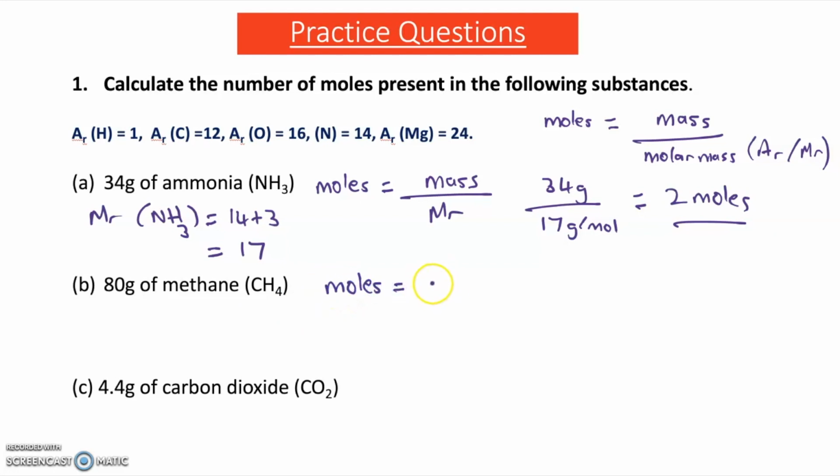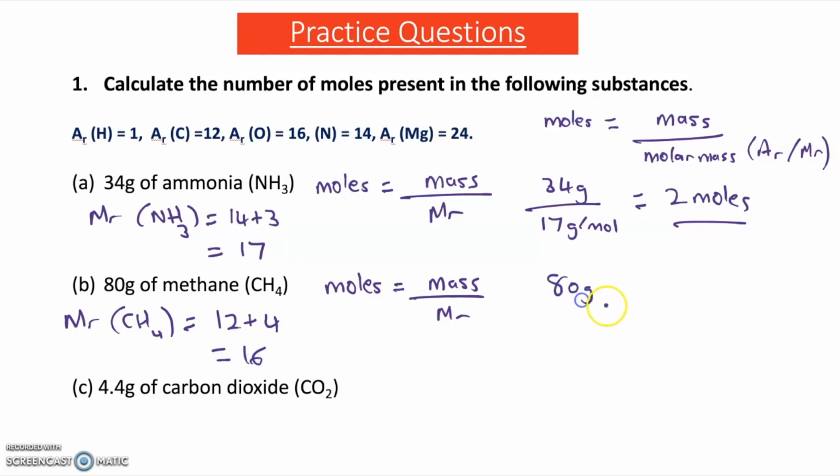Now for question B, I'm asked to convert 80 grams of methane into moles. Now remember, moles is equal to mass over the molar mass. And because methane is a molecule, I need to use the MR value here. So the MR of methane is going to be 12 plus 4, because carbon has an AR value of 12 and hydrogen 1, and there's 4 hydrogens. So the MR value of methane is 16.